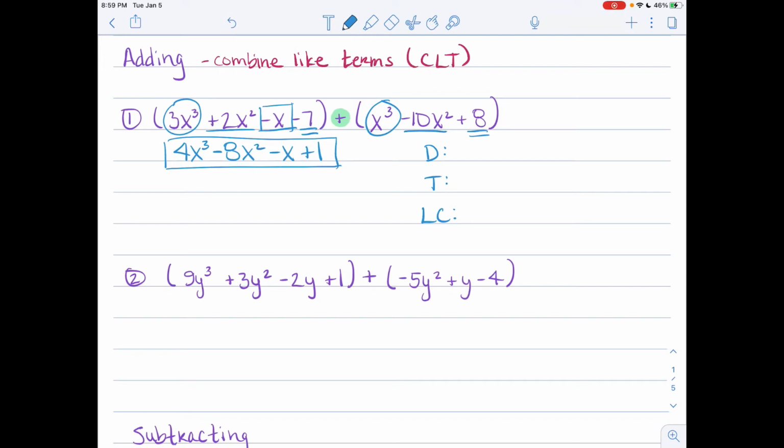So our degree is 3 because my biggest exponent is a 3. Based on a degree of 3, this is a cubic. And finally, my lead coefficient is this 4 that's in front of the x to the third term. So leading coefficient is 4.